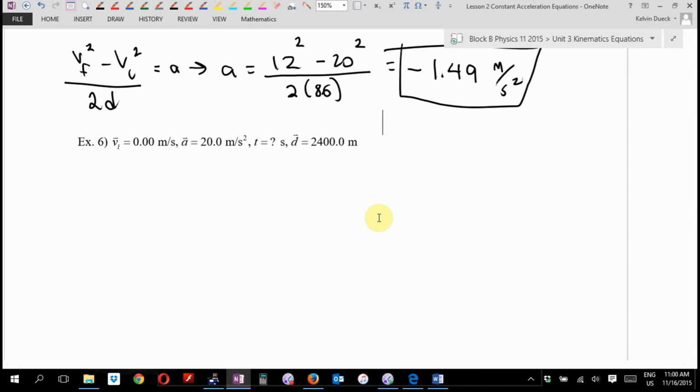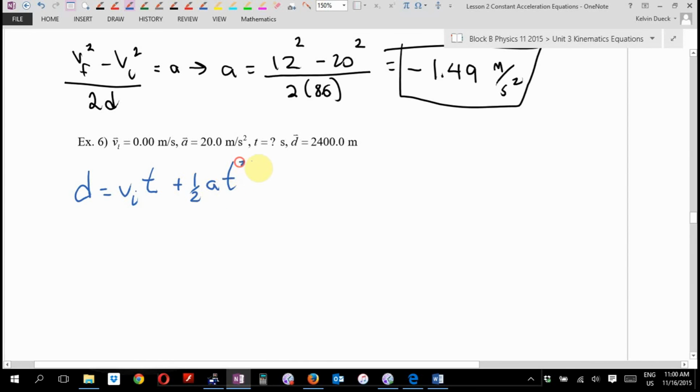Luke, my friend, look at example 6. What are they asking you to find? Okay, I'm looking for an equation that has VI, A, T, and D in it. D equals VIT plus. Yes, keep going. D equals VIT plus half AT squared. It is that.